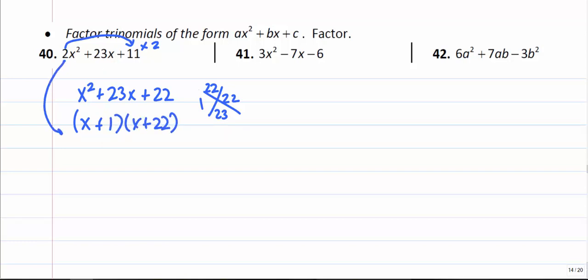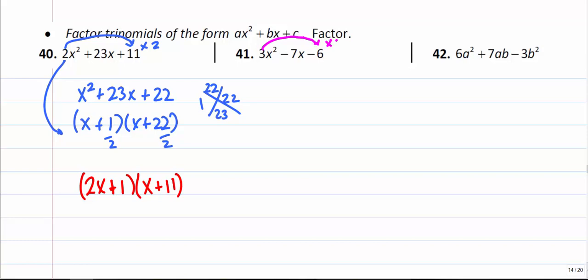And now I've got to divide that 2 out. And so if you have a fraction that's reduced, you're going to bring that denominator up in front of the variable. So this one becomes 2x plus 1. And then 22 divided by 2 is just regular old 11. So there you go.